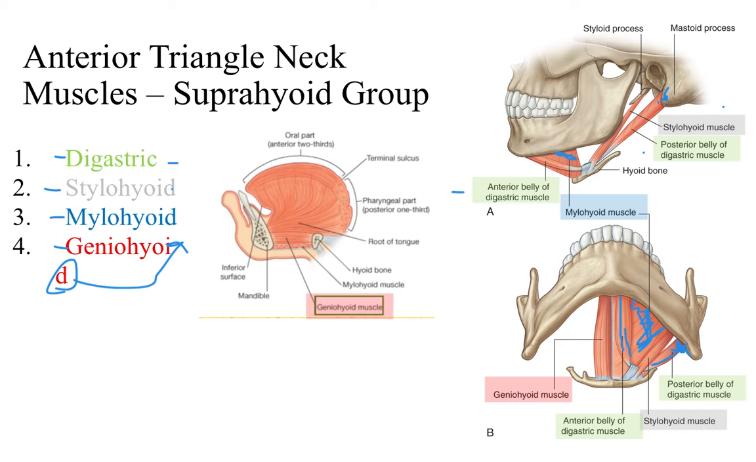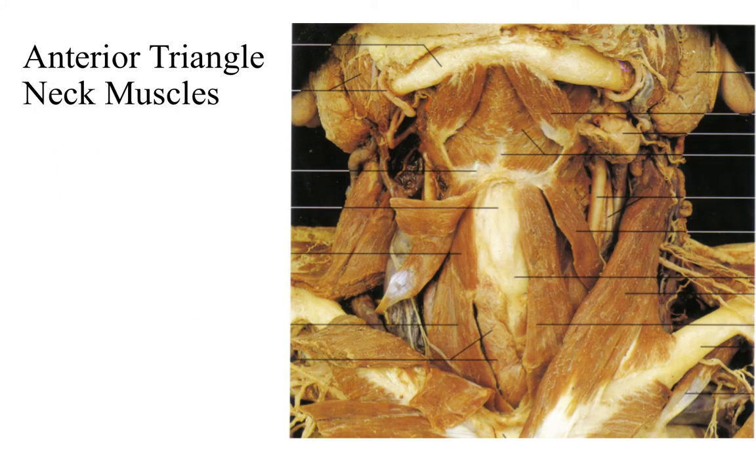Then we have the stylohyoid, which is going from the styloid process of the temporal bone to the hyoid bone. And the last one is the geniohyoid muscle, which is right here, superior to that of the mylohyoid muscle. And notice over here that the geniohyoid actually forms the base of the root of the tongue as it's attached to the mandible and to the hyoid bone right here. And all of these muscles being above the hyoid are mostly responsible for raising the hyoid bone during speech or swallowing.